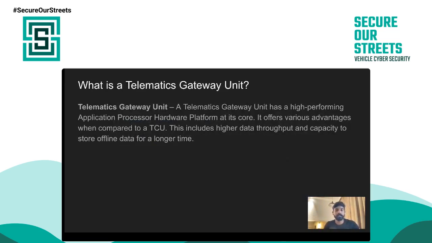Before that, I have mentioned the telematics control unit, but telematics gateway units are different. A telematics gateway unit has a high performing application processor hardware platform at its core. It offers various advantages when compared to a TCU. This includes higher data throughput and the capacity to store offline data for a longer time. So this is what a TGU is: an advanced, higher version of a telematics control unit that can process more data than a TCU.